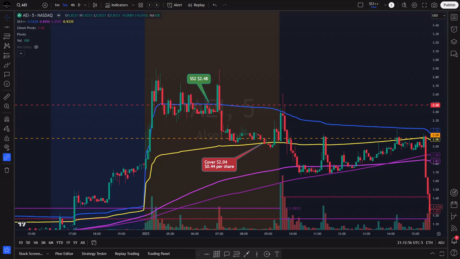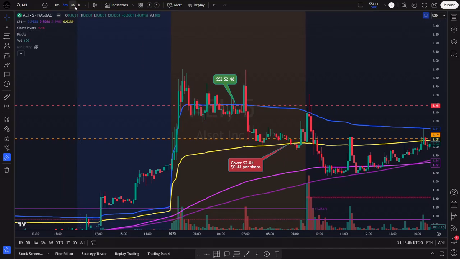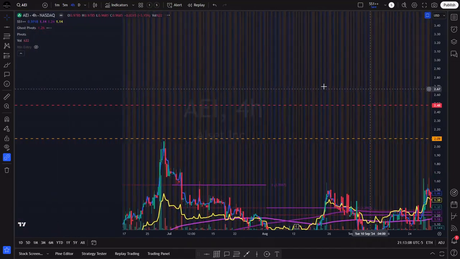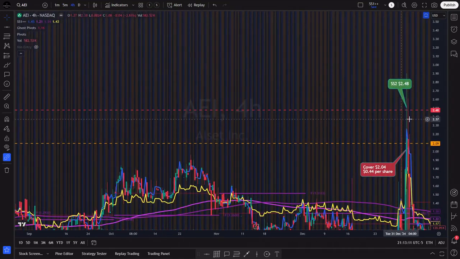Alright, in this video here, we're going to go over the SS2 strategy. So the SS2 is very simple to identify. You look for a missed monthly pivot. So here on AEI, let's have a quick look at the 4-hour chart. We're just going to locate the trade that we're doing, which is this one right here.